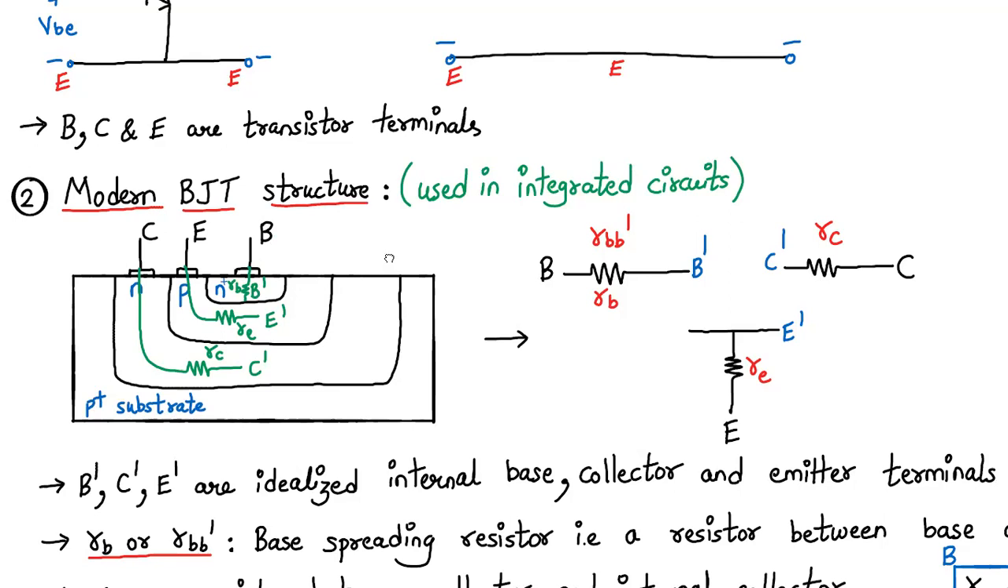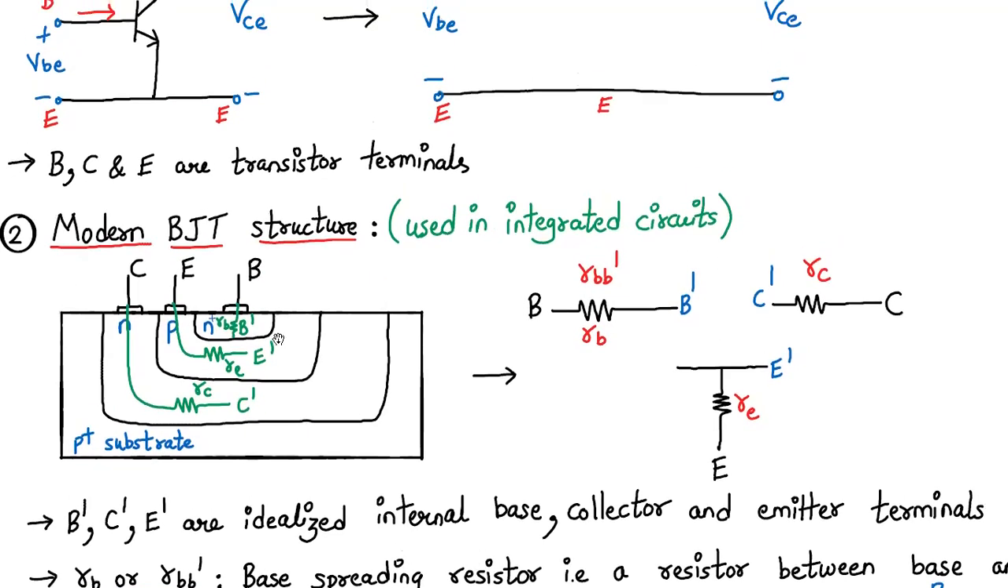Here, what we are saying is that B, E, and C, that is base, emitter, and collector, are the external terminals. Internally, this silicon substrate also has some resistance. So we can call these the idealized internal base, collector and emitter terminals, which are B dash, E dash, and C dash. Each of them will have some finite resistance of that silicon material, N plus, P or N silicon material. That is represented in the form of RB, RE, and RC.